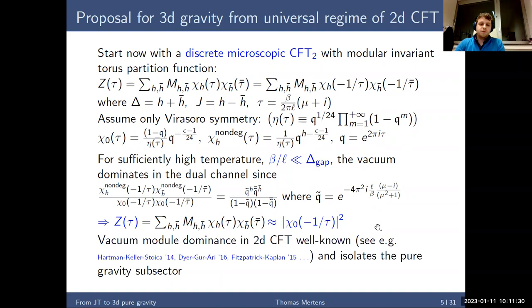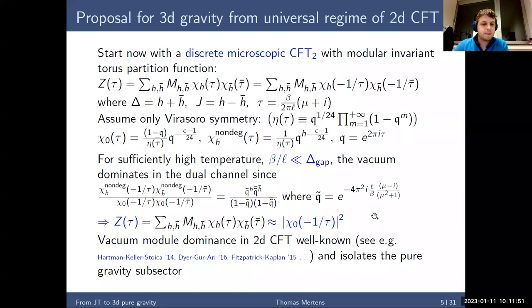Now, of course, vacuum module dominance in 2D CFT has been studied a lot by many people. So here I've just written a few of the references that do that. And it is known that this isolates the pure gravity subsector. But here I want to focus on this vacuum module being present in the dual channel and not in the direct channel.